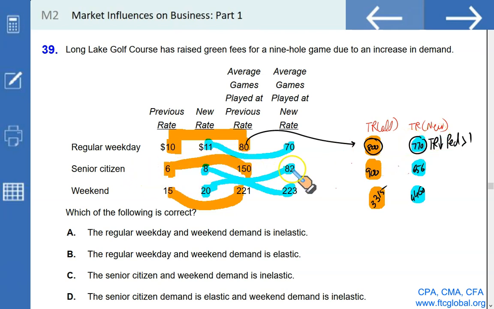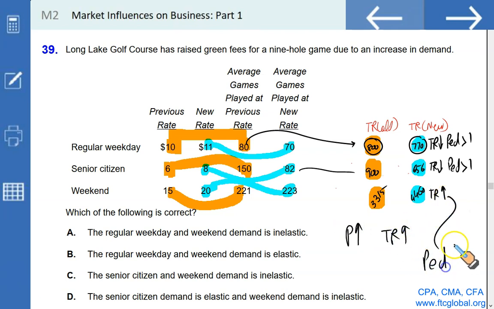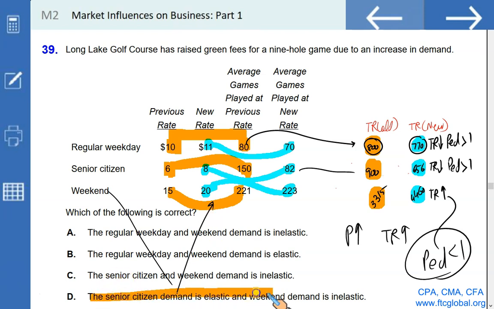So in this case, PED clearly is greater than 1 because demand is more responsive to price. An increase in price has resulted in a decrease in total revenue. What about the second, senior citizen category? Total revenue previously was 900. Now 8 times 82 is 656. So for this category, total revenue has fallen. So that means PED is greater than 1. Look at the last category. The previous revenue was 15 times 221, 3315. And now the revenue has gone up. So despite the increase in price, the total revenue goes up. This happens when the price elasticity of demand is less than 1. More or less people see it as a necessity. Weekenders need to play golf, and that's the reason D is the right option even using this method.